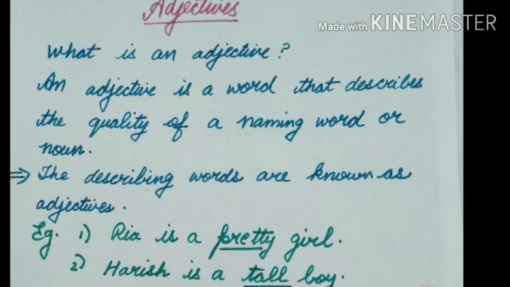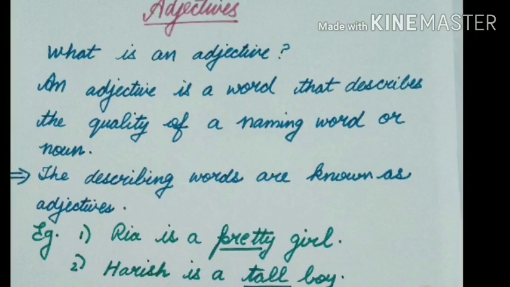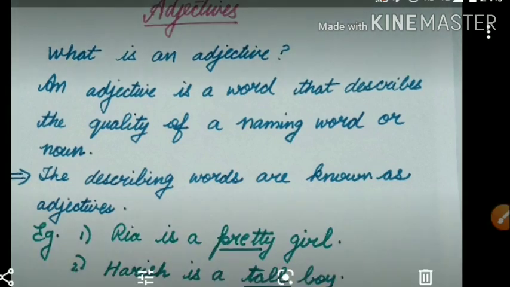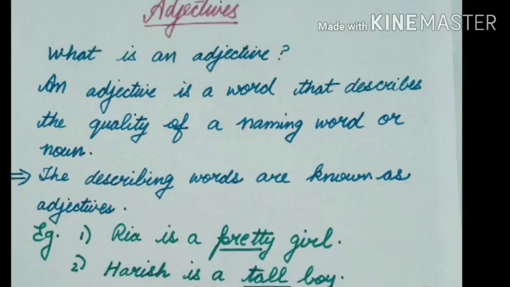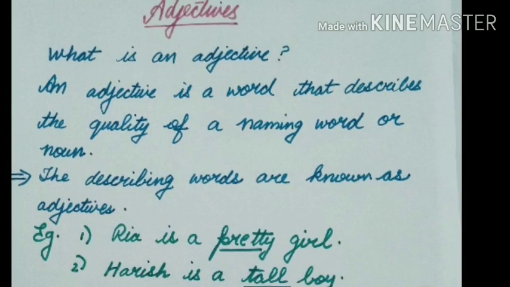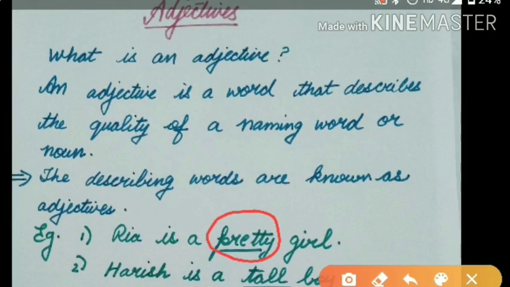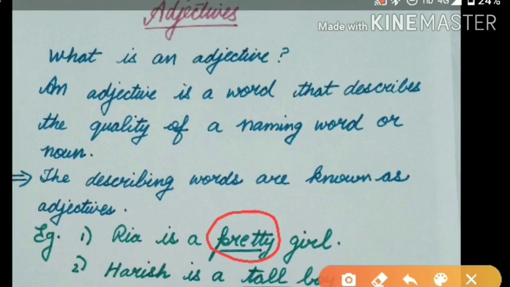So what is an adjective? An adjective is a word that describes the quality of a naming word or noun. The describing words are known as adjectives. Example, Ria is a pretty girl. So what kind of girl is Ria? Ria is a pretty girl. So here the adjective is pretty because pretty is describing the noun Ria.